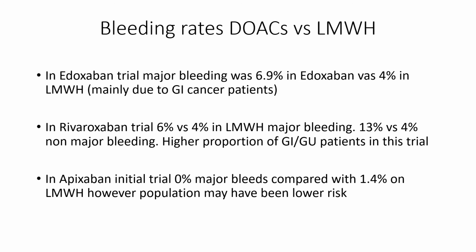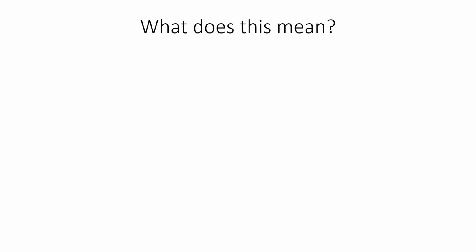If that sticks out to you, it sticks out to me as well. It's thought on analysis of this paper that the population may have been lower risk, and there is another apixaban trial ongoing to try and see whether this was a fluke. So what does all this mean for you and your patients?